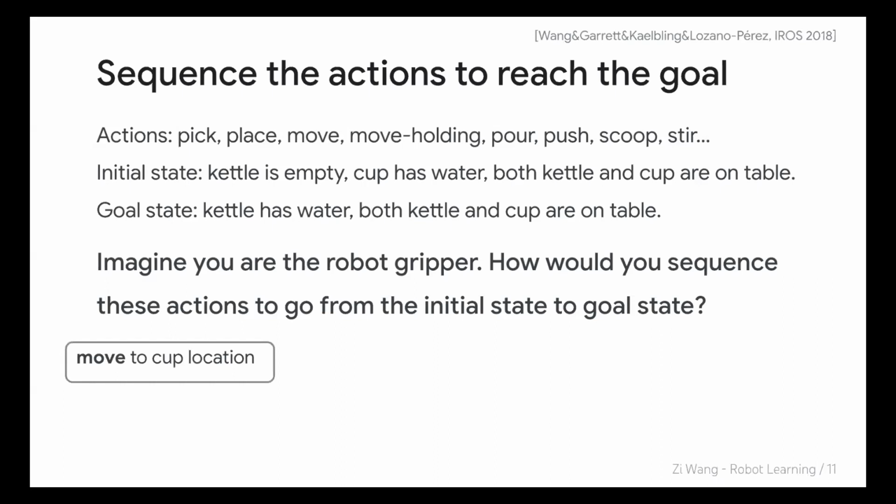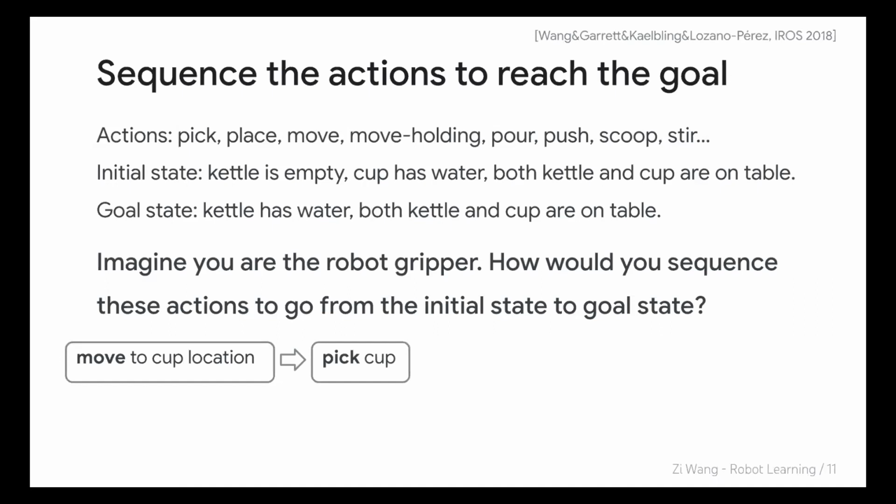Well, first we need to move to the cup location. If we look at the initial state and goal state, we know that at some point the cup's water will be transferred to the kettle, and maybe that's a pouring action. So as we are thinking about how to compose these different actions together, it's basically what our planning program is trying to mimic. And eventually, it's going to sequence these set of actions together with the kind of objects that are involved in these actions and with specific control parameters.